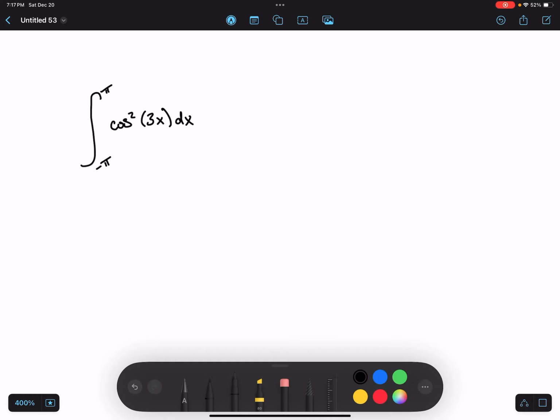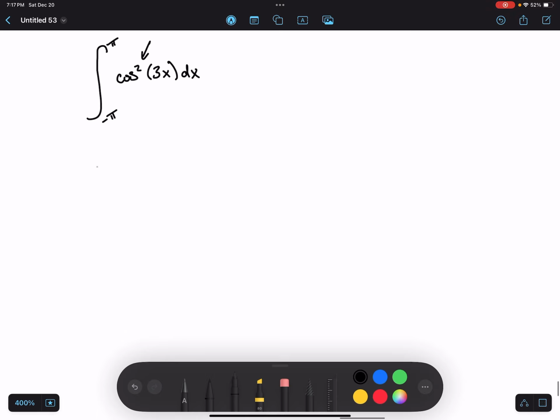We are given the trig integral of cosine squared 3x dx evaluated from negative pi up to pi. Now the first thing we'll do, because this is a squared trig identity, is perform a double angle identity to do a step down. So we can rewrite this as the integral from negative pi to pi of (1 plus cosine, and this is a double angle, so we will double the angle here and make this 6x) all over 2 dx.